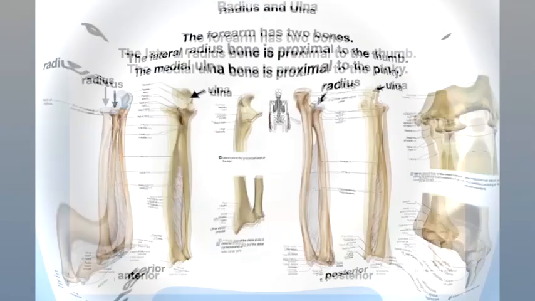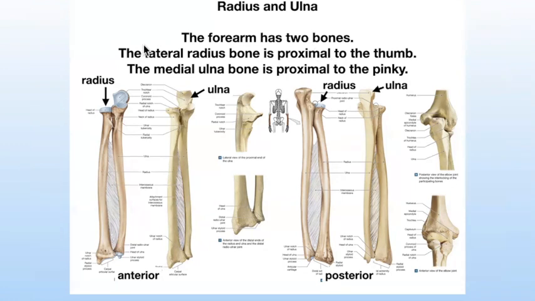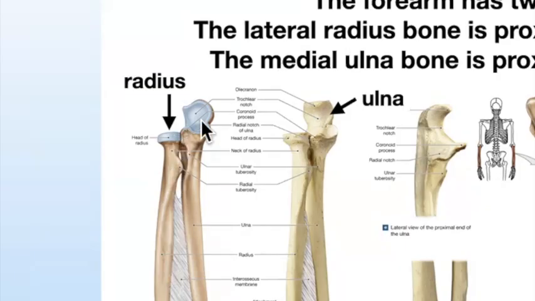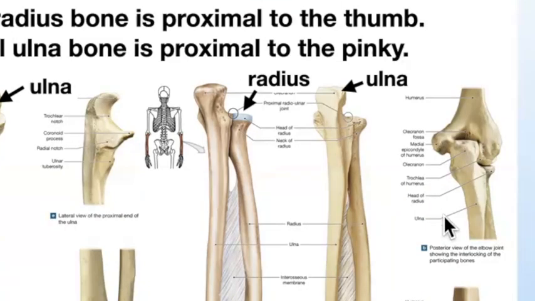Okay, so moving inferiorly to the radius and the ulna. Let's do the ulna. But just to orient you, the lateral radius bone is proximal to the thumb. All right, if you can just remember one thing, the radius bone is proximal to the thumb. And then you know that the ulna bone is proximal to the pinky. Okay, you don't have to actually remember two things. So, okay, there's the radius, there's the ulna. The anterior pictures and posterior pictures.